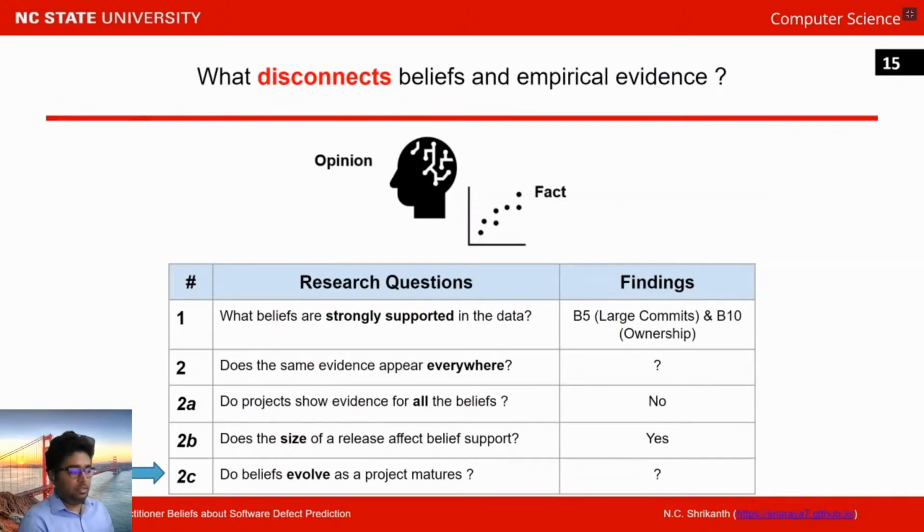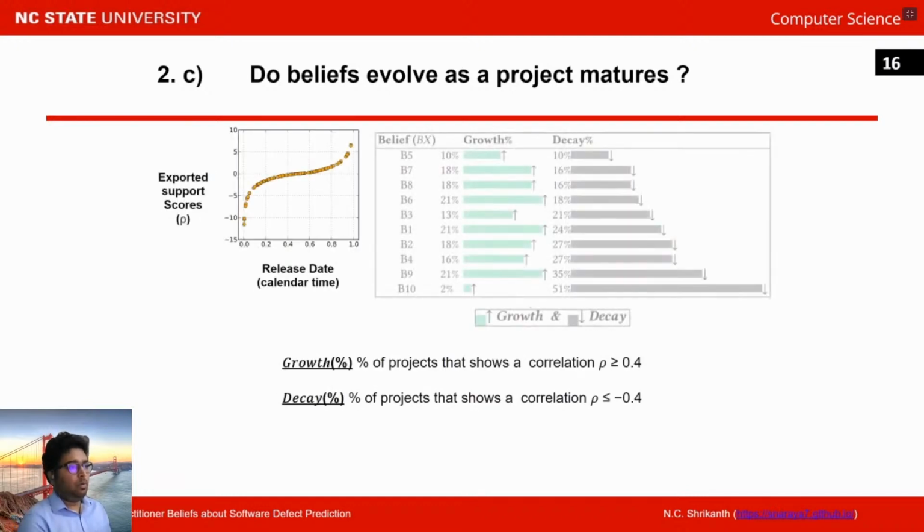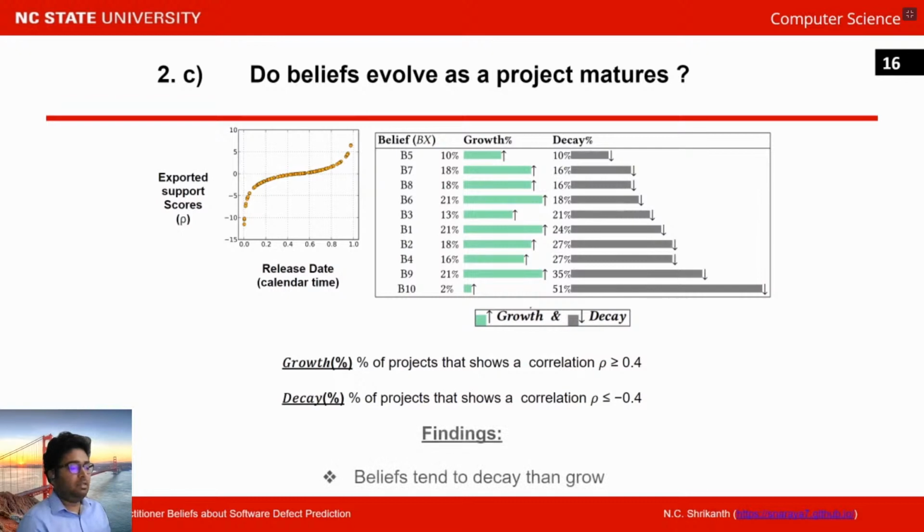The last question in 2 is, do beliefs evolve as a project matures? What it means is that during the start of a project, you have a belief that you want to employ to predict defects. But over time, say after a project matures after 6 years, the same belief may let you down. So what our research shows is that beliefs tend to decay, then grow. So it's not that the beliefs are going to get stronger, and it's probably also because projects tend to get stable after a particular period of time, right?